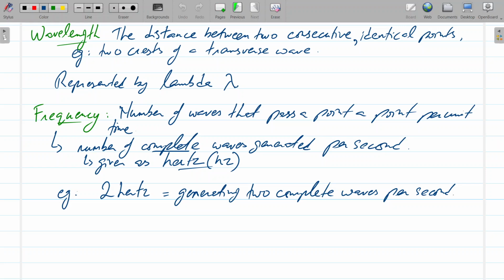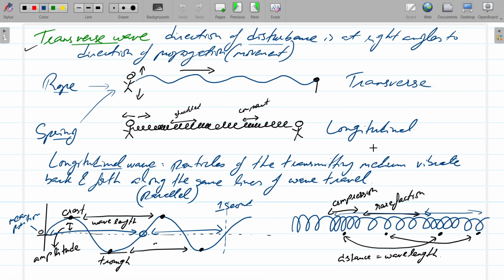Could you go back? You said from compression to rarefaction, it's one complete wavelength, one compression and one rarefaction. Why didn't you start from before compression? There's still rarefaction there. I mean, you could do that. It doesn't matter. Oh, okay, I thought you did that on purpose.